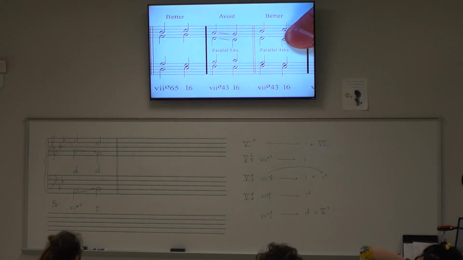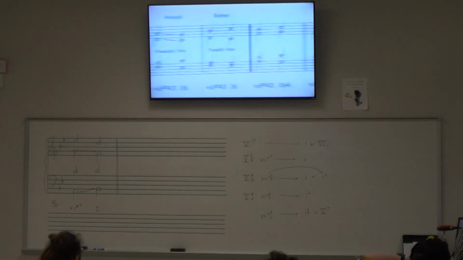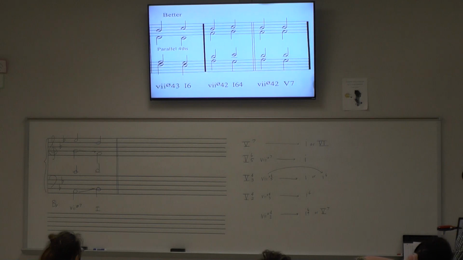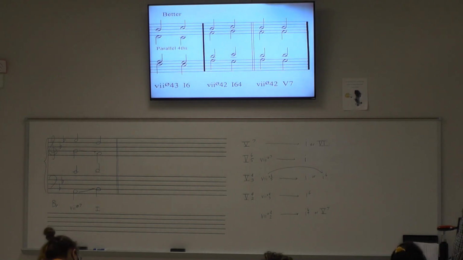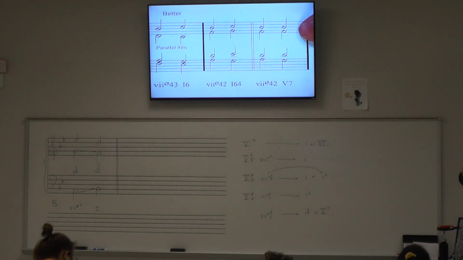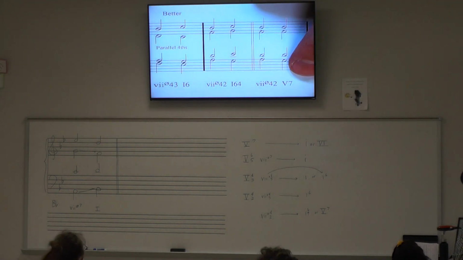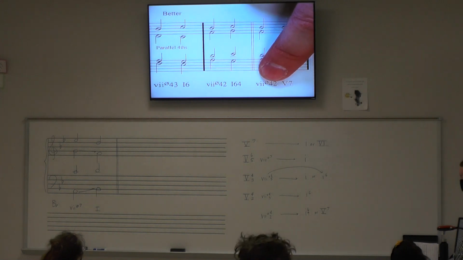Parallel fourths are always better than parallel fifths. And then is there one more over here? 7 diminished 4-2. You see how on the chart it goes to 1-6-4 or 5-7? And by the way, this is a pretty smooth progression of part writing, because how many tones, for instance, are in the 5-7 that are shared with the 7-4-2?